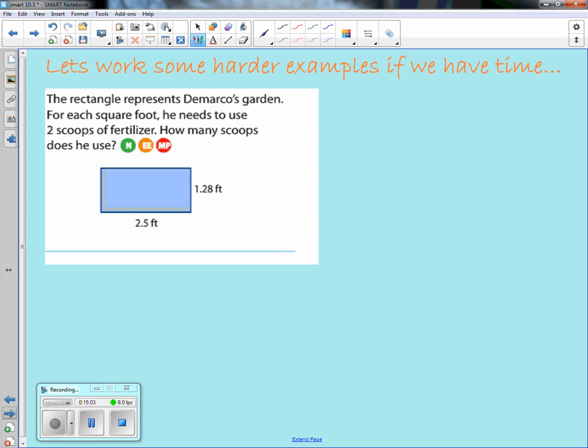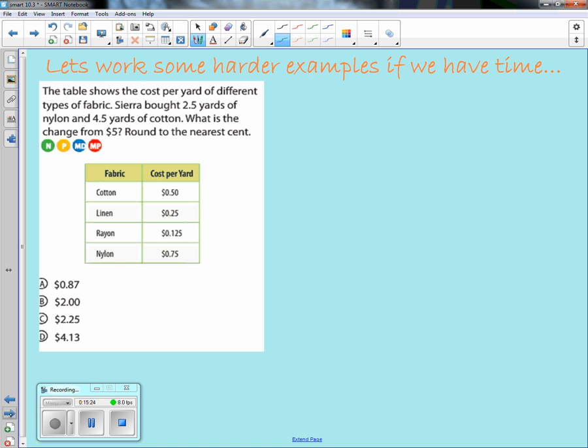So it says, let's work some harder examples if we have time. The rectangle represents DeMarco's garden. For each square foot, he needs to use 2 scoops of fertilizer. How many scoops does he use? So we have to remember to solve this one, you have to remember that your formula for area is length times width. So this is something that might be beneficial. You can also solve this problem as well as this one. The sub can pause this recording at any time so that you guys can just have it up here and work on it.